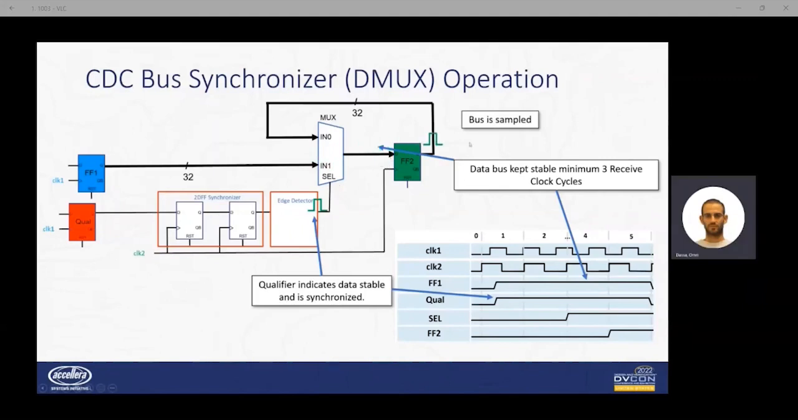The data is sampled. You can see it here. Flip-flop number 1 sends the data and makes sure that it is kept stable. We also send the qualifier at the same time. After a few cycles, we generated the select. Then we'll sample the data to flip-flop number 2. By that, we are making sure that the data that we are sampling to flip-flop number 2 is stable while we are sampling it, so we don't have any skews. We also don't have any metastability issues.